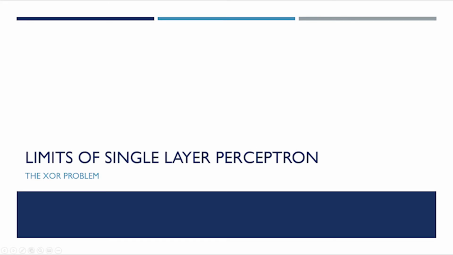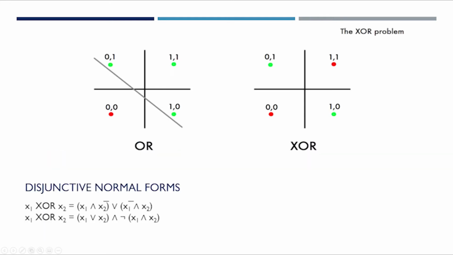Limitations of single-layer perceptrons. The limitation of single-layer perceptrons are complex classifications like the XOR problem. As you can see, separating datasets of the OR problem is not a big deal. But what can we do with the XOR problem? It is impossible to separate these two datasets with a single straight line.